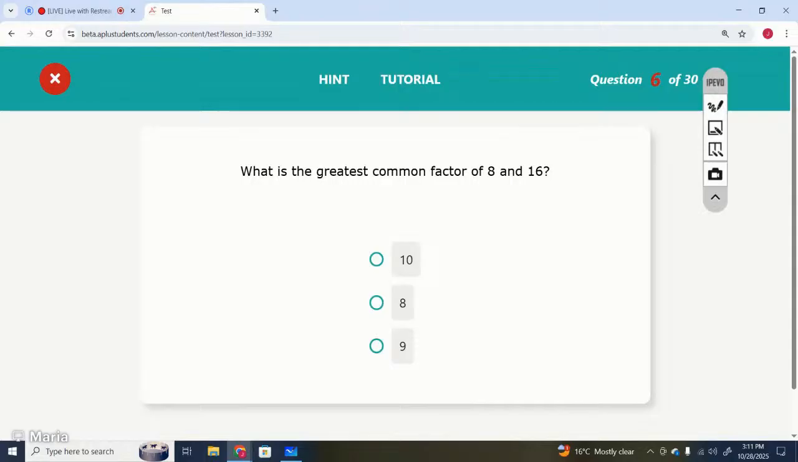What is the greatest common factor of 8 and 16? That is 8. Option number 2 is the correct option.